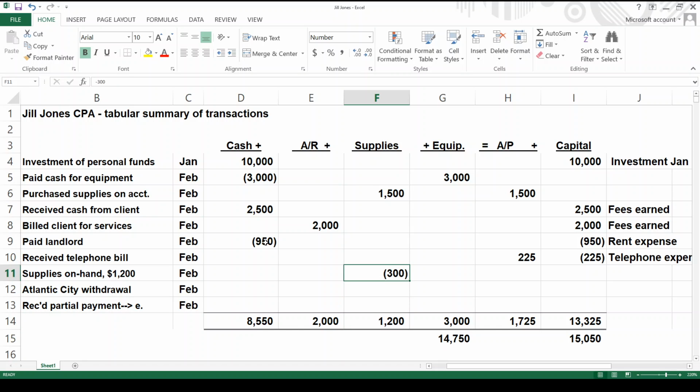Okay, now if I use up my supplies, what does that sound like? Does that sound like an expense, yeah? Cost of doing business?